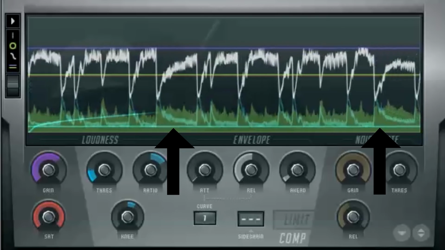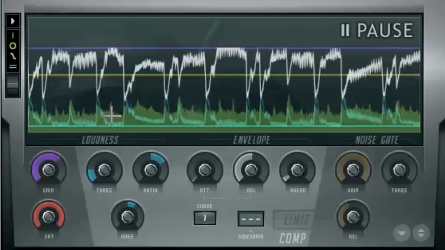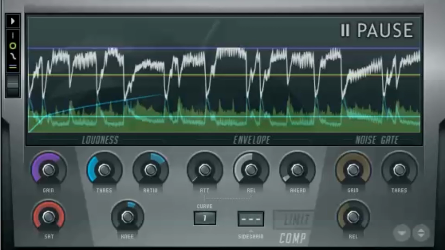So if all of your signal amplitude is above the threshold, then by turning up the ratio, you're just turning down the volume of the whole sound. So remember, compression should only be used to affect particular transients in your waveform, and not your whole waveform.